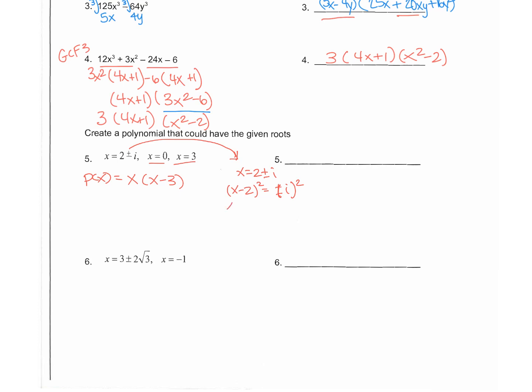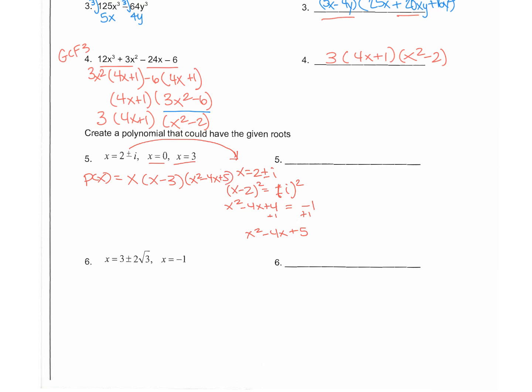On the left side, I have x squared minus 4x plus 4. Don't forget your inner and outer term. And i squared is just negative 1. Be really careful here. I need to get it equal to 0, so I am going to add 1 to both sides and get x squared minus 4x plus 5. And this said to, I guess I got to multiply this out. Well, that's lots of fun. So x squared minus 4x plus 5.